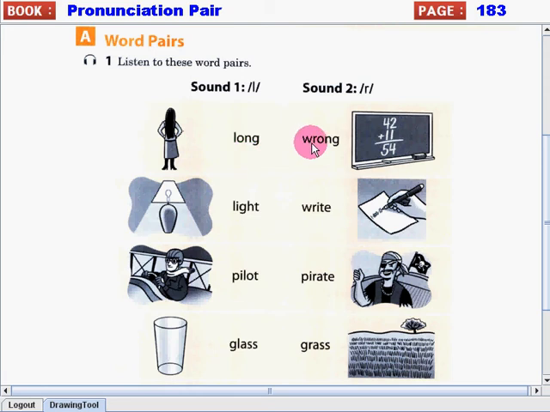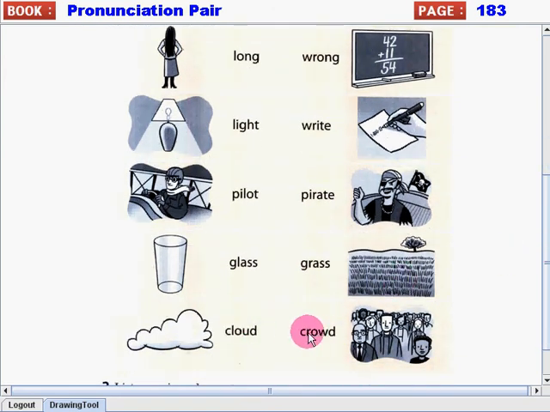Long, wrong. Light, right. Pilot, pirate. Glass, grass. Cloud, crowd.